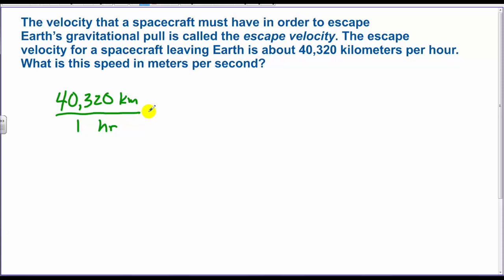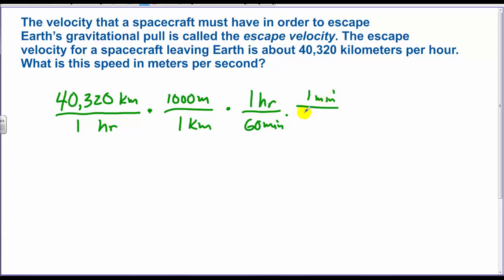So what I'm going to need to do is do some dimensional analysis. This is a little review. So in this case, I need to know how many meters are in a kilometer. Well, there's 1,000 meters in 1 kilometer. And then I need to know how many seconds are in an hour. And then I have 1 hour, 60 minutes. And then in 1 minute, there's 60 seconds.